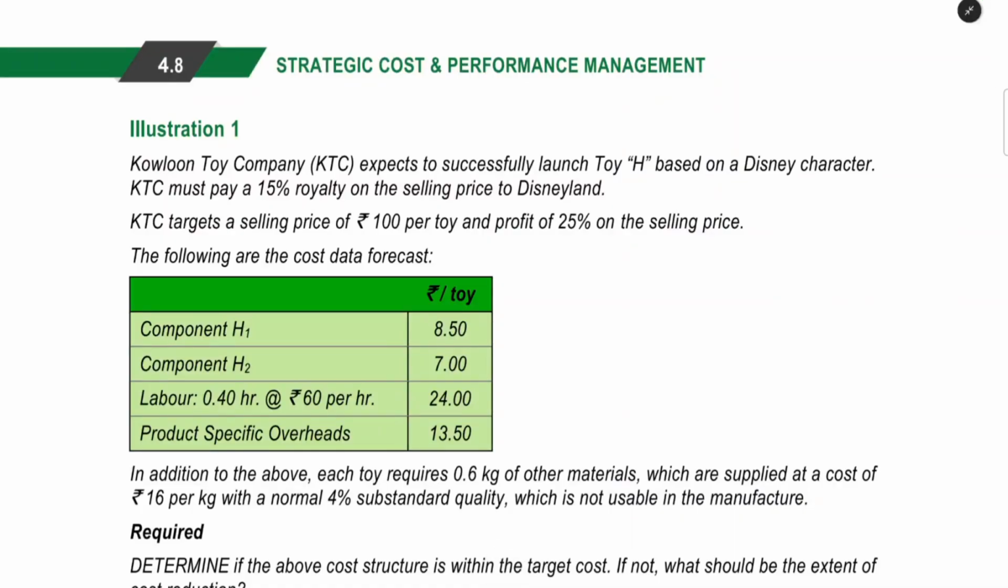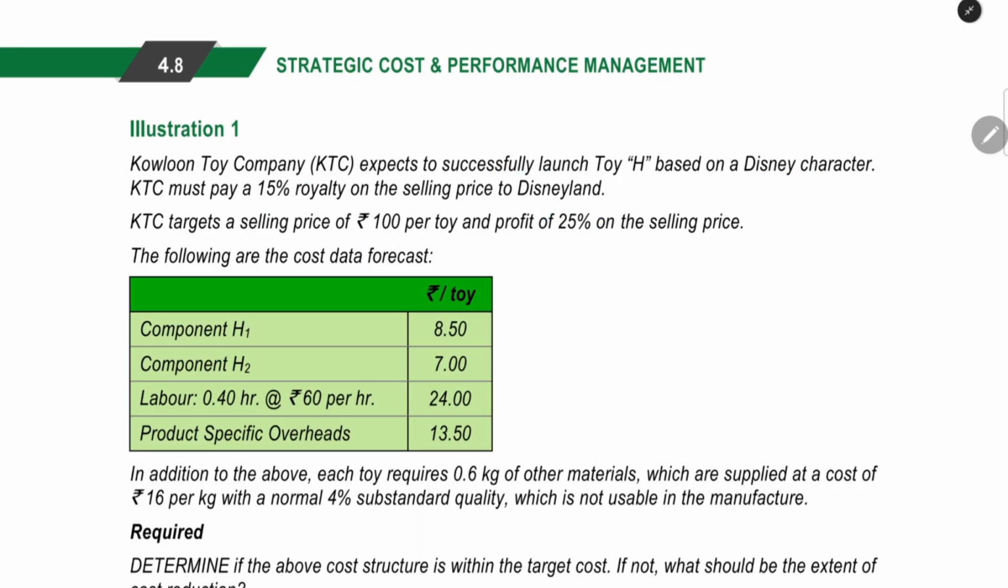Now we are going to see illustration number 1. The company expects to successfully launch Toy H based on a Disney character. The company must pay 15% royalty on selling price to Disneyland. A company is preparing a toy based on a Disneyland character. They have to pay 15% royalty for using that character to Disneyland. This is the information. The selling price per toy is 100 rupees. The profit is 25% on selling price. This is the cost data.